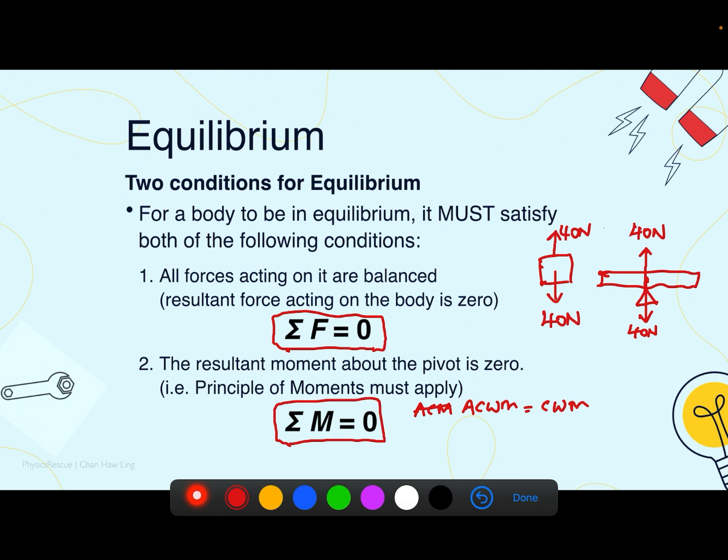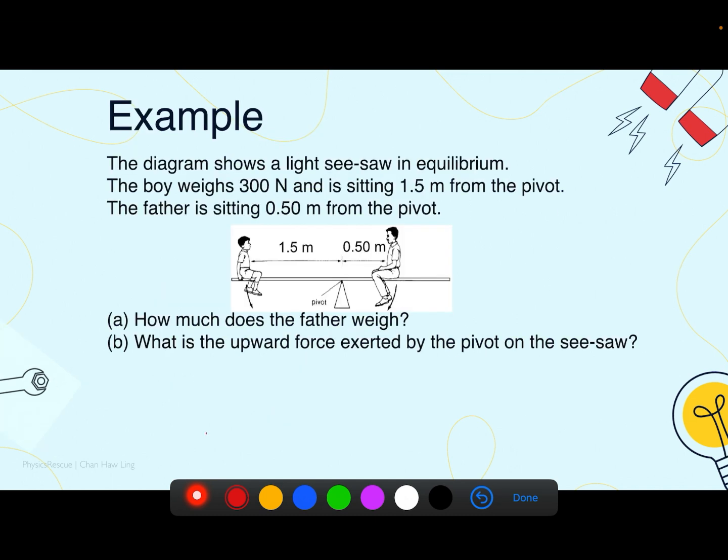Okay, let's look at some examples here. This diagram shows a light seesaw. What do we mean by a light seesaw? The word light means that we can ignore the weight of the seesaw. Otherwise, you would have to know where the CG is, and you need to consider the force, the weight acting downwards, because of the weight of the seesaw.